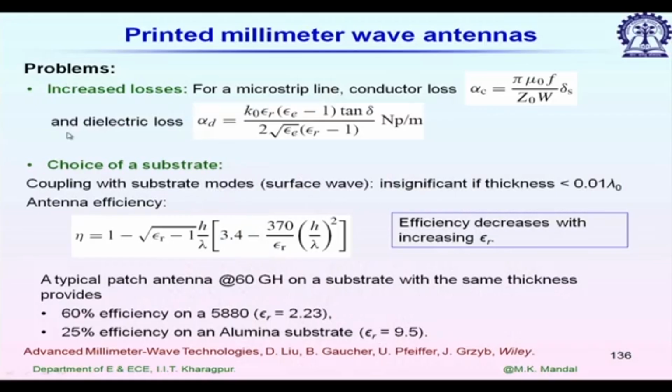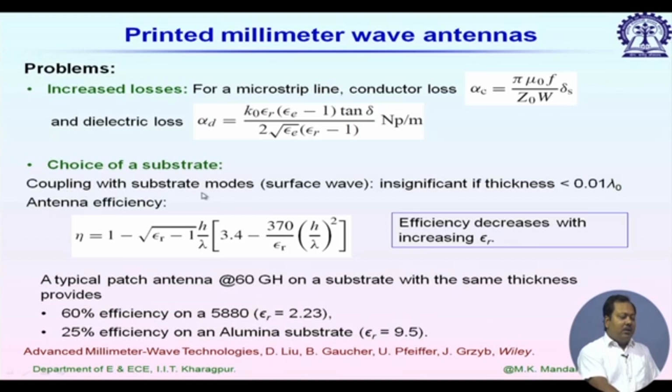First, we already know that at millimeter wave frequencies, for example for a microstrip line, the conductor loss is given by this, which we already learned, and it increases with frequency. Dielectric loss is also a function of frequency, and it also increases at millimeter wave frequencies. The next important point is the choice of a substrate. What should be the dielectric constant of the substrate? What should be the tan delta of the substrate? What should be the thickness of the substrate?